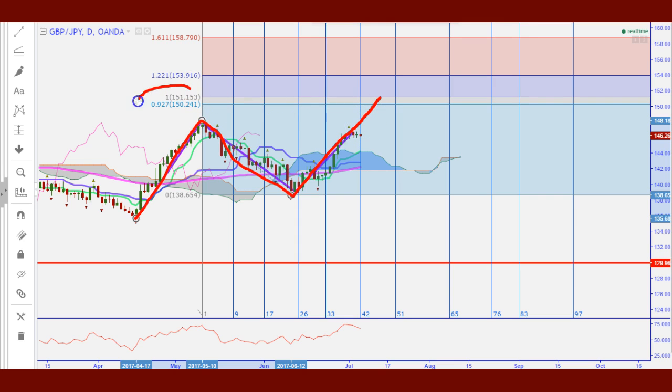This would be a 1-to-1 ratio right there, because that would be A, B equals C, D, which would mean this A and B are the same length as this C and D. Hits the 1-to-1 ratio. I already have that set in my fib tool when I put it on here.